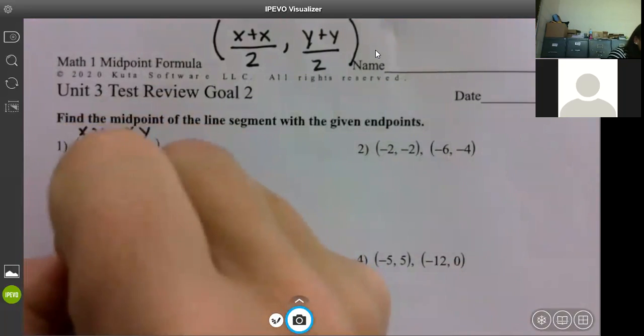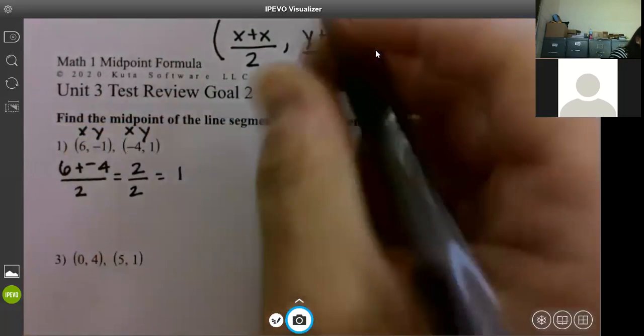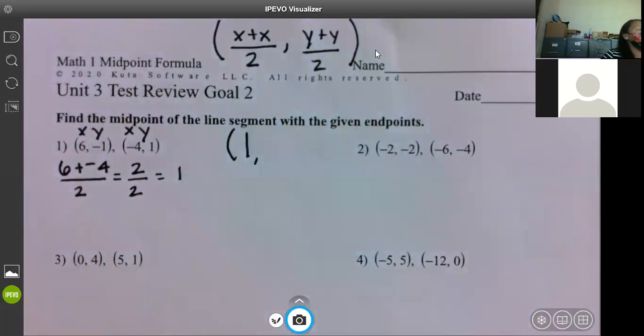What's 2 divided by 2? So your midpoint x is 1. Check your multiple choice at this point and mark out anything that's not good. You might already be done and not have to do anything else, okay? So don't do more work than you have to. Be real smart about this.